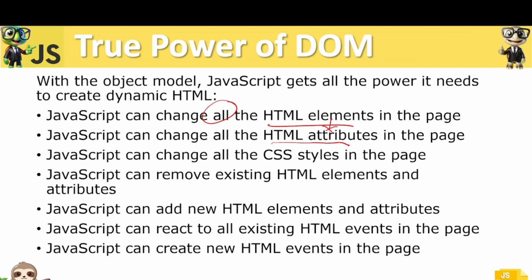For example, image has a src attribute. Anchor tag has an href attribute. Similarly, there are many attributes that we can work with. You can change any attribute of any tag. JavaScript can even change the CSS styles. That's one major thing. So using JavaScript, on click of buttons, we can change the styles. JavaScript can remove existing HTML elements and attributes as well.